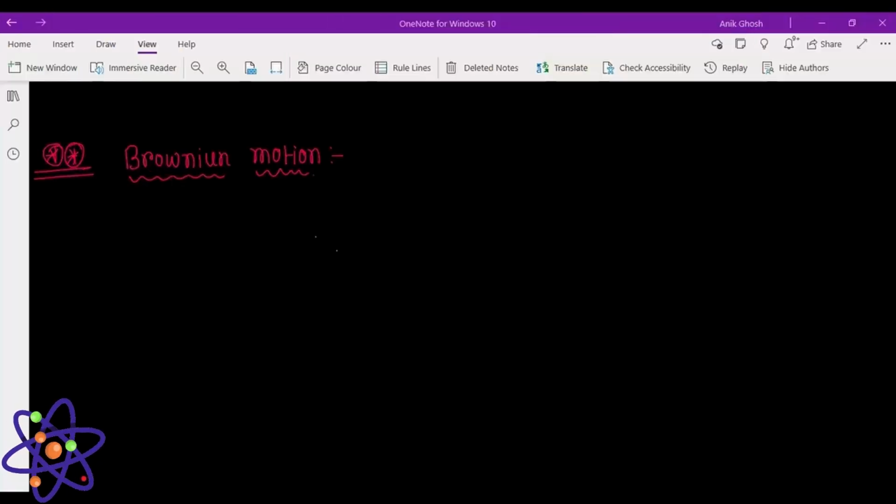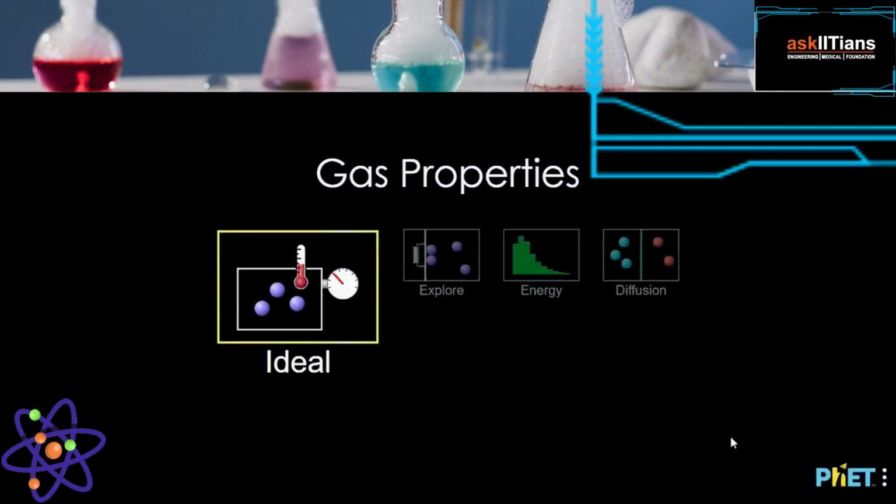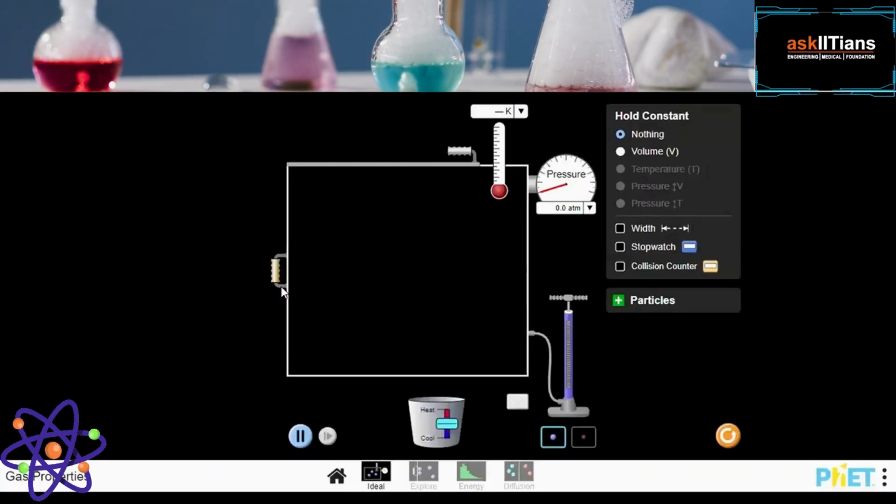So guys, I'm gonna show you a simulation here in order to make you understand what actually the Brownian motion is. Now, first of all, what is this motion that we are talking about? So always remember guys, every single particle out there has three types of motion present. One is called the rotational motion, the second one is called the translational motion, and the third one is known as the vibrational motion. So there are three types of motion.